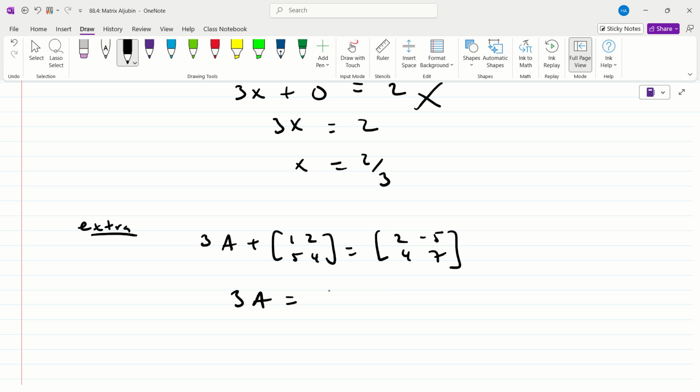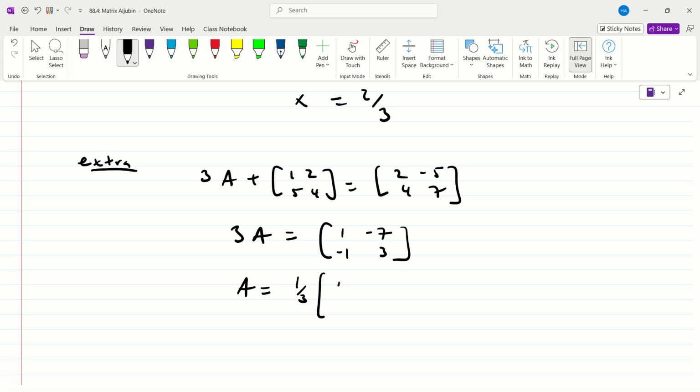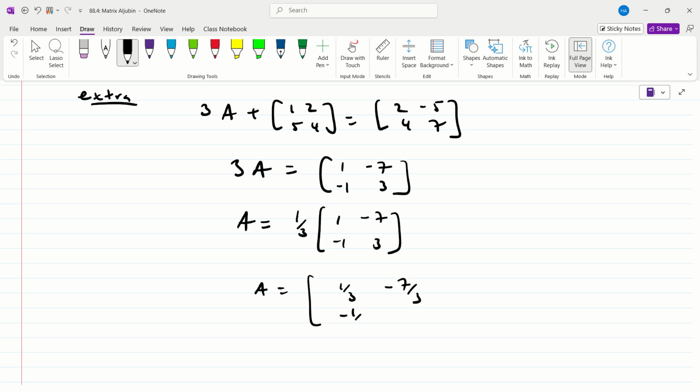So 3A is equal to 2 minus 1, -5 minus 2, 4 minus 5, 7 minus 4. And then I can multiply both sides by 1/3, and A would be equal to 1/3 times 1, -7, -1, 3. And if I distribute the 1/3, that's 1/3, minus 7/3, minus 1/3, plus 1. Done. So again, those properties are making sure that this algebra is airtight and that this has a valid solution.